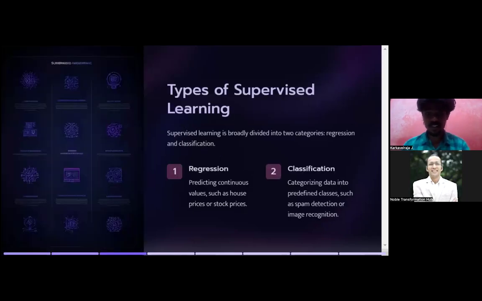Moving on, we're going to see the types of supervised learning. Supervised learning is broadly classified into two categories: one is regression, another one is classification. Guys, I would say these are the traditional approaches of machine learning.